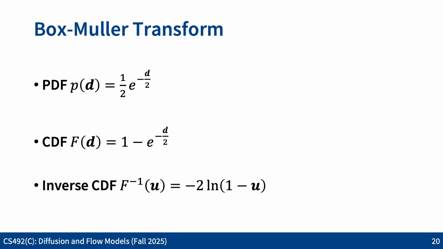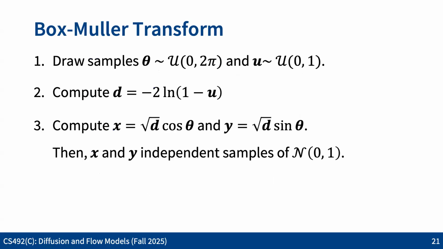Did everyone get this? Yeah. So you can see why we are changing the variables. The good thing is that now we have the form of the PDF where we can easily compute the inverse cumulative distribution function. Now you got the idea, right? So based on that, we can sample from the Gaussian distribution.